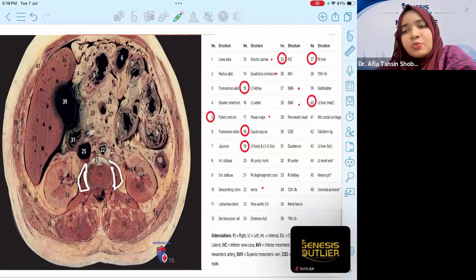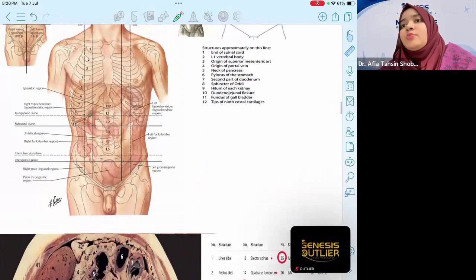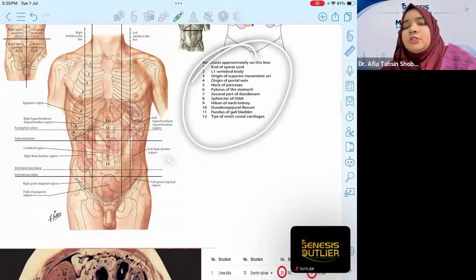Then 13 is not important, but you should know 13 is erector spinae and 14 is quadratus lumborum. Quadratus lumborum and these are posterior abdominal wall muscles. So from here, this structure is important and it is commonly asked in exam. So you have to know this concept.